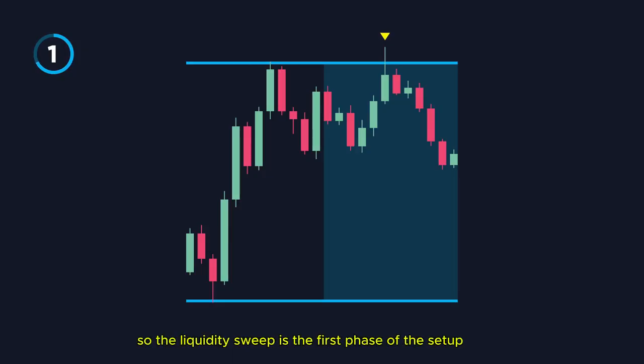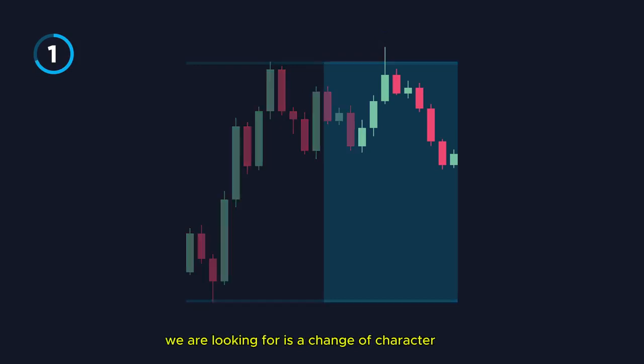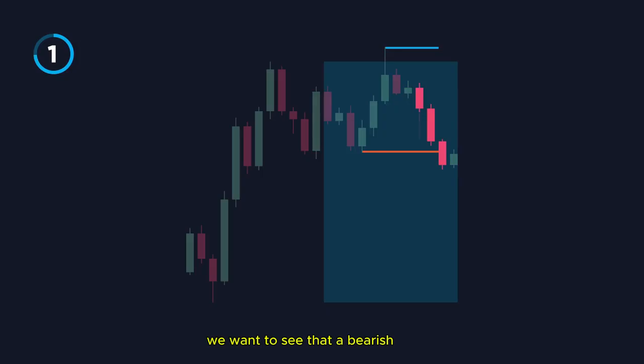So the liquidity sweep is the first phase of the setup, and the next piece of chart structure we are looking for is a change of character from the price pushing below the bullish leg that created the sweep, because this signals strength and bearish momentum, which is what we want if we are looking to take a short. And then for the final piece of criteria, we want to see that a bearish fair value gap has been formed during this bearish leg that created the change of character, because this is the PD array that we will actually use for our entry.